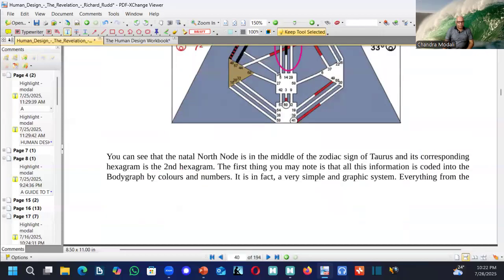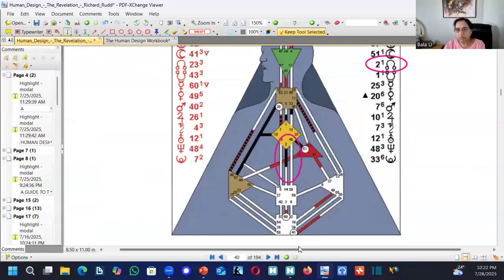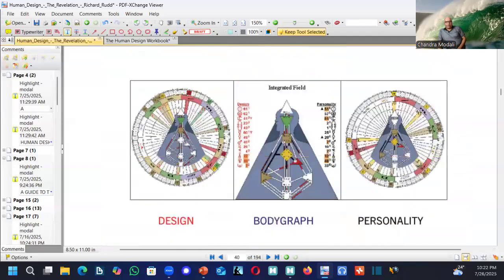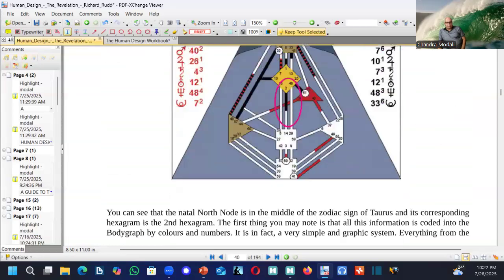We'll read this. You can see that the natal north node is in the middle of the zodiac sign of Taurus. Yeah, this pink color circle. No, I mean, that he is taking from here. We can't make out. Okay.